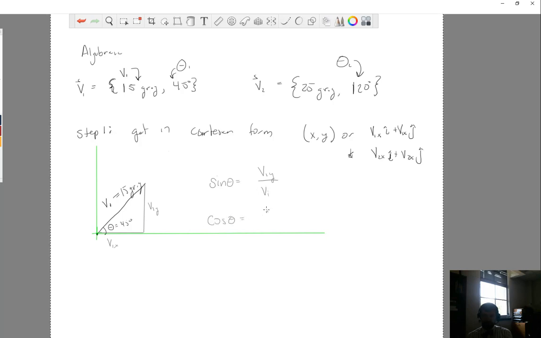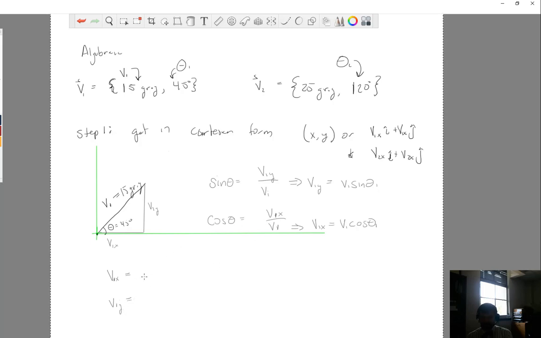Cosine of theta is V1x over V1. Okay, so solve for V1x and V1y. This one now says that V1y is V1 sine theta 1. This one says that V1x is V1 cosine theta 1. Okay, so V1x and V1y.